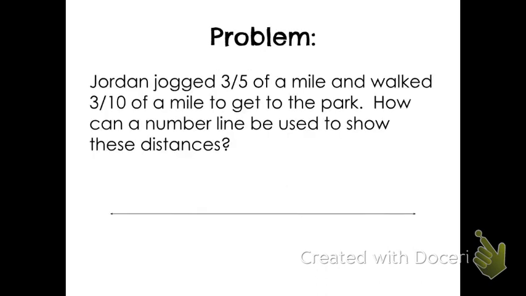The first problem says, Jordan jogged 3/5 of a mile and walked 3/10 of a mile to get to the park. How can a number line be used to show these distances?